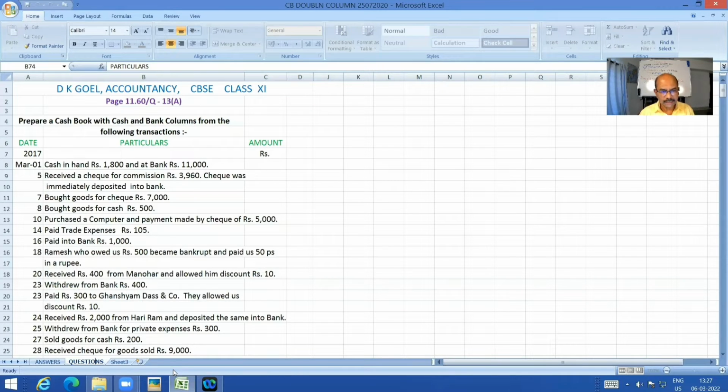So let us take up question number 13A, page number 1160, D.K. Goel, CBSE, class 11, 2019 edition. As usual, I am pausing the question for a while so that you also will find it comfortable to pause it and take it down, those of you who could not manage a textbook.